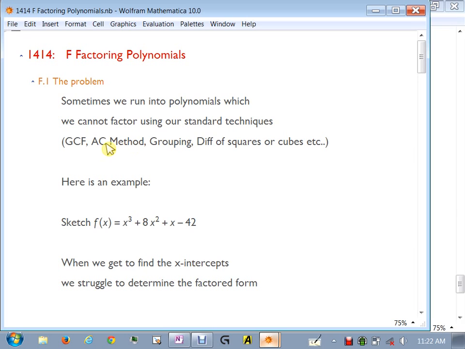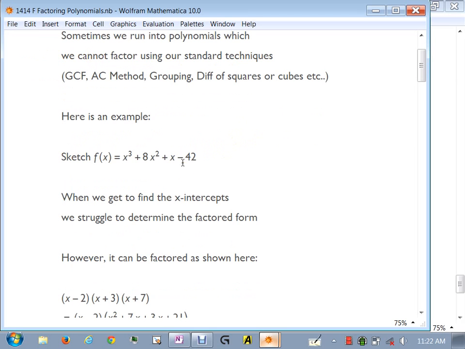So we've seen, sometimes we run into polynomials which cannot be factored using our standard techniques. We have not seen this yet, okay? Here's an example. If I asked you to sketch it, you go through all the steps. Step A, is it a polynomial? Yes. Step B, left-right behavior. I'm going off of last class notes, right? So what would this one do? Both up, both down, left down, right up, right down? Left down, right up, okay?